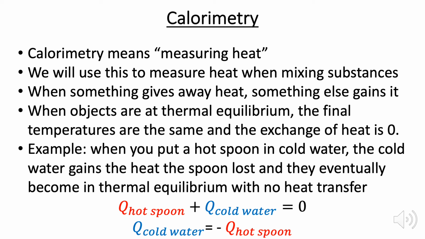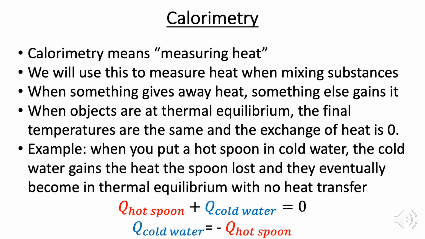And take note that when something gives away heat, something else gains that heat. And when objects are in thermal equilibrium, the final temperatures are the same and the exchange of heat is zero. So for an example, when you put a hot spoon in cold water, like I said before, the cold water is going to gain the heat from the hot spoon, and the hot spoon is going to give away the heat to the water. And then when they eventually become in thermal equilibrium, there will be no heat transfer.